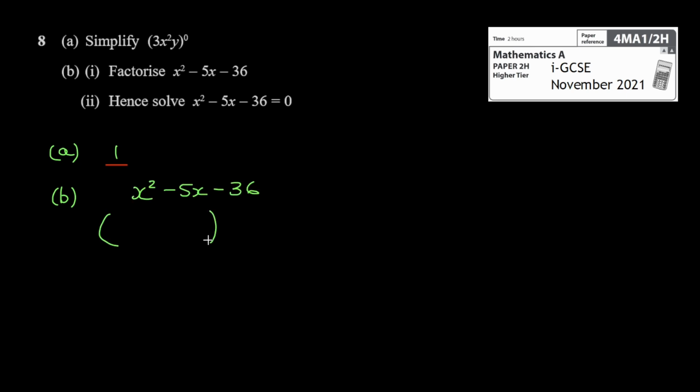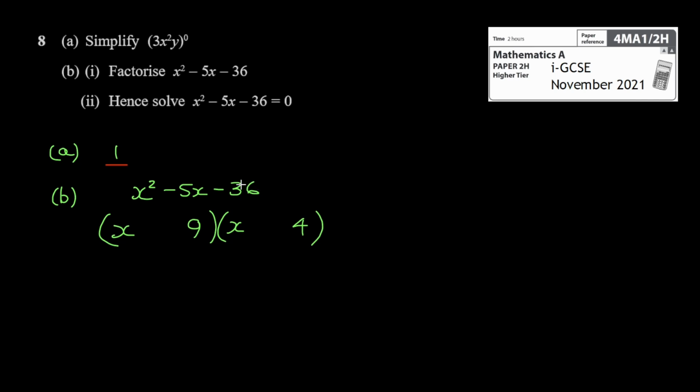Will it work out easily? Or do I have to use the quadratic formula? I want two numbers that multiply together to be 36 and whose difference is 5. 36, well, 6 times 6 won't work, but 9 times 4 will. So all we've got to do is plug in the rest.